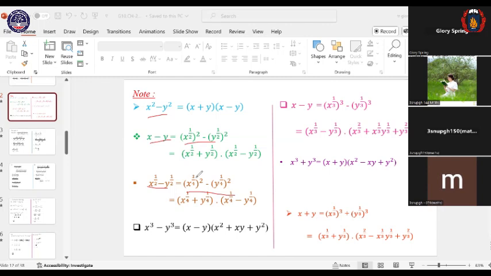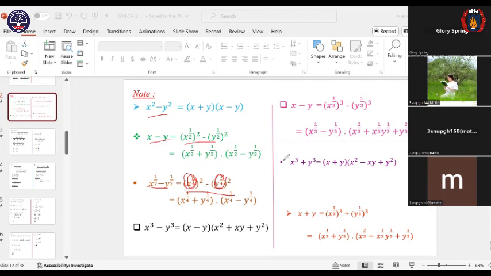x power 1 minus 4 plus y power 1 minus 4 degree, x power 1 minus 4 minus y power 1 minus 4 degree, all the way. Okay, now I got a square. Now I got x squared minus y squared. As we know, x squared minus y squared is x minus y into x squared plus xy plus y squared.